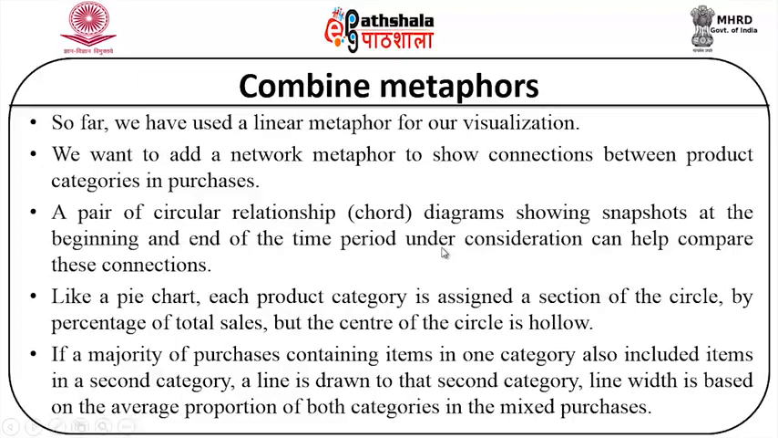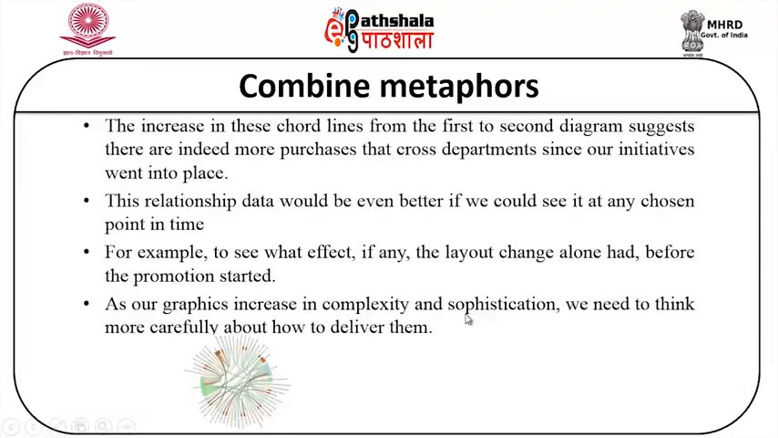Like a pie chart, each product category is assigned a section of the circle by percentage of total sales, but the center of the circle is going to be hollow. If a majority of purchases containing items in one category also included items in the second category, a line is drawn to that second category. The line width is based on the average proportion of both the categories in the mixed purchases. The increase in these visual is shown here at the end of the slide.